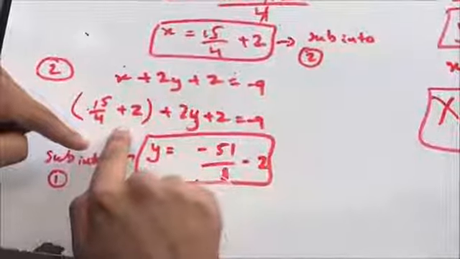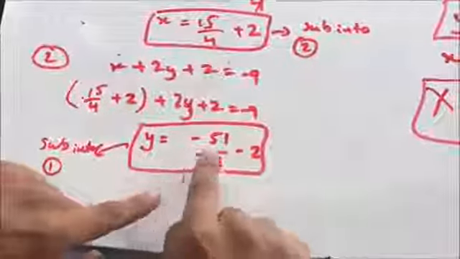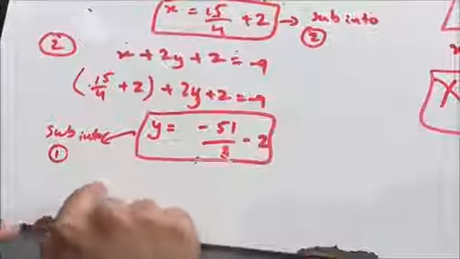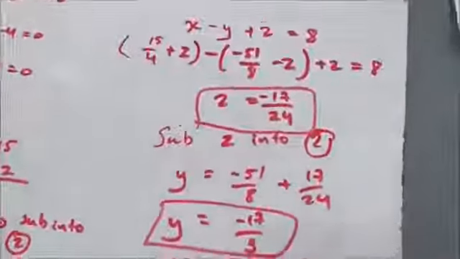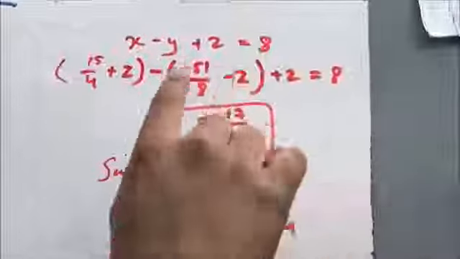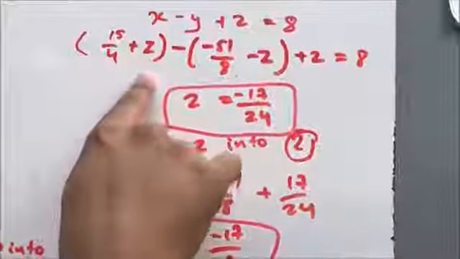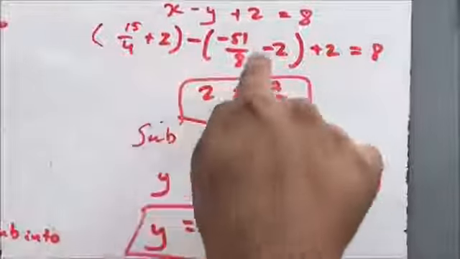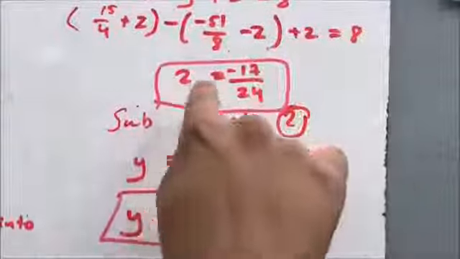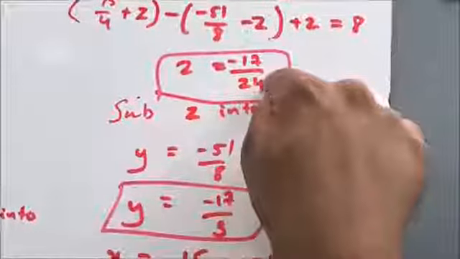Then we sub this value in and we solve for y, and we get y equal to negative 51 over 8 minus z. So we sub this now into our equation 1, which is x minus y plus z equals 8. So we use our x value, which we solved for here, and we sub in our y, and then we just solve for z. So we get z as negative 17 over 24.